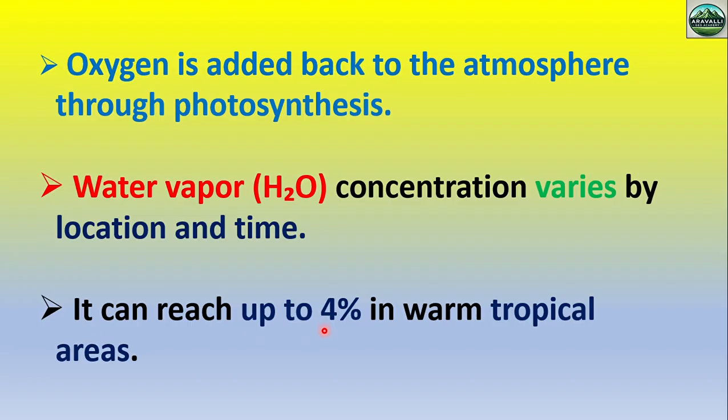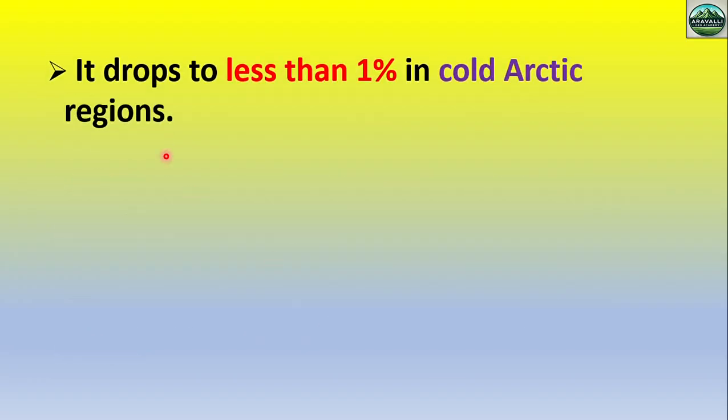In cold or dry areas, water vapor concentration is less than 1%, because this is the dry region. So water vapor concentration is less than 1% in the polar region, and maximum in the equatorial, humid, or tropical region.